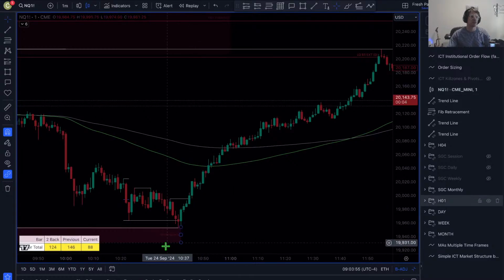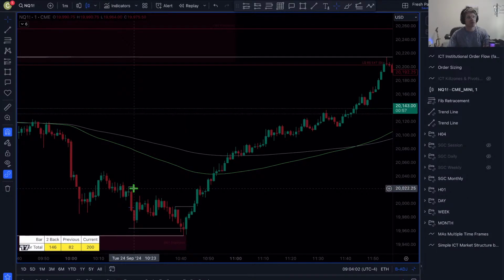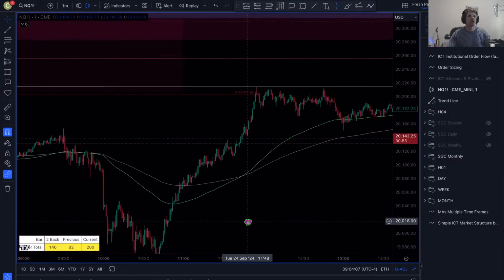And so you've got your high time frame liquidity. You don't necessarily need to come back and grab this low time frame liquidity. So that's something that I am slowly incorporating into my trade.